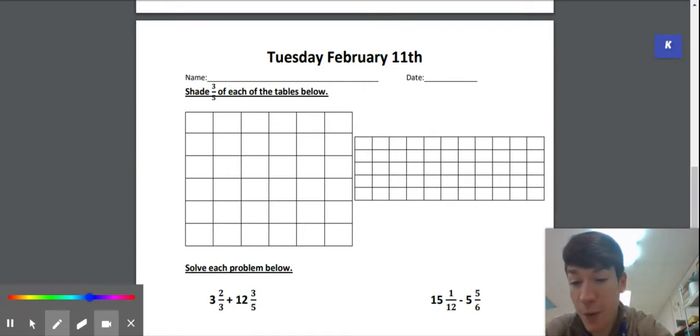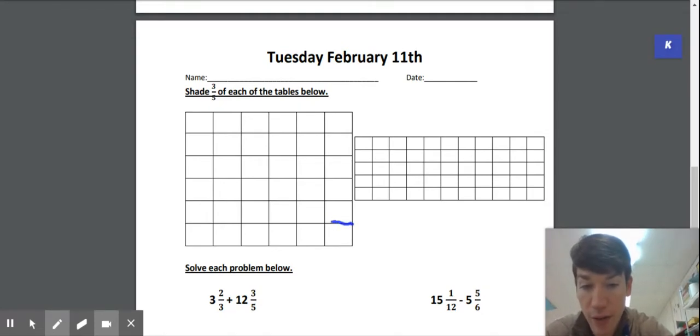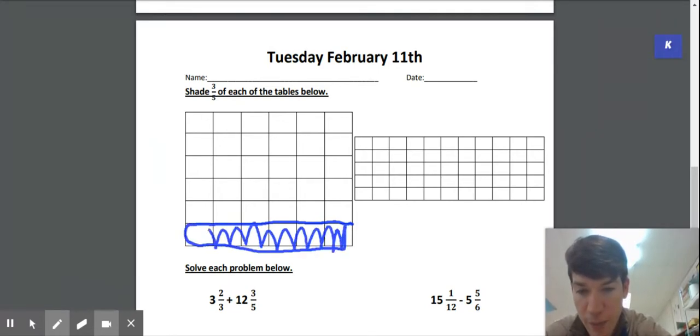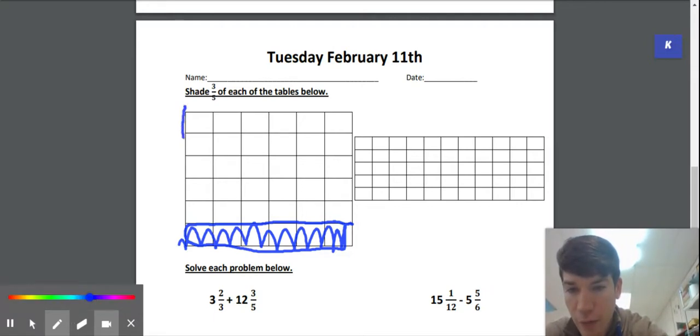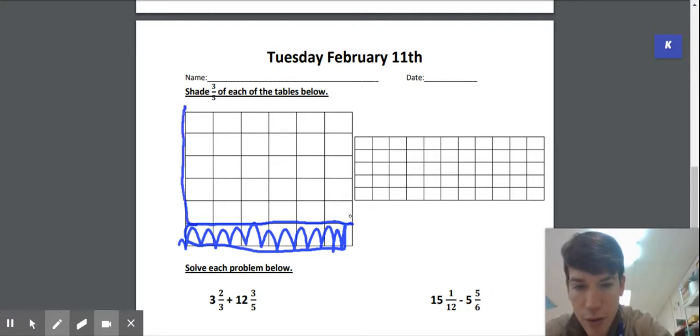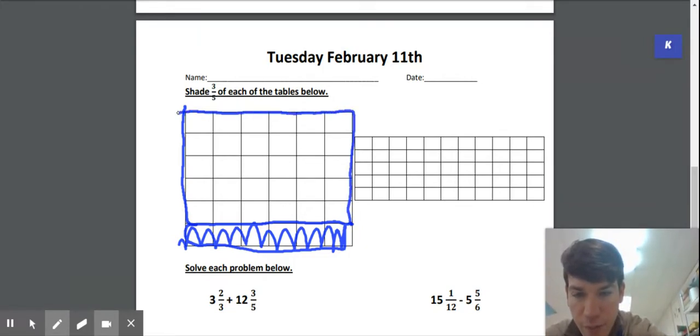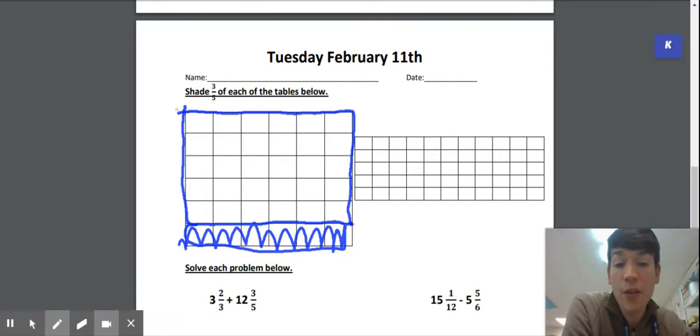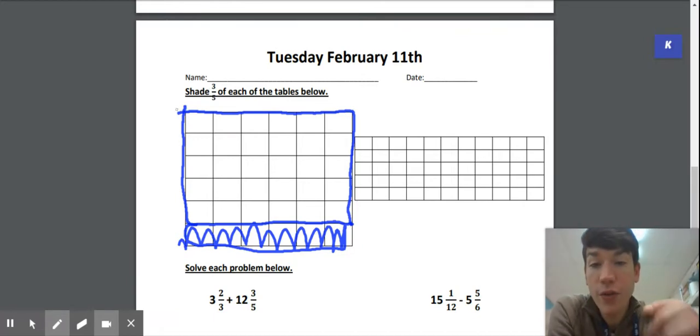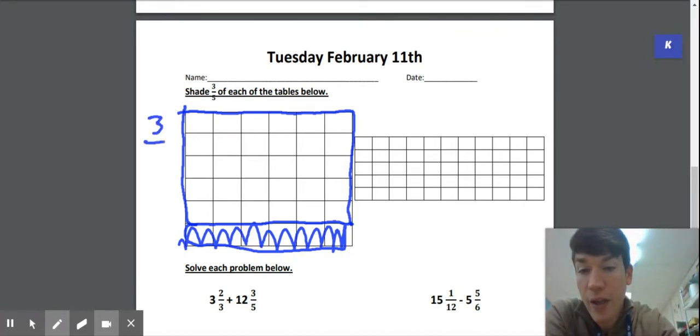Now, on this first one, I'm going to tell you I made a mistake. So we're actually going to pretend like this entire last row here isn't here, and we're going to look at the picture without any of that being there. So basically, we're just looking from up, and I'll tell you guys this in class so that you know. All right. So on this particular picture, we're trying to shade 3/5.